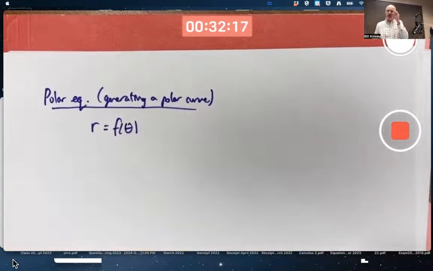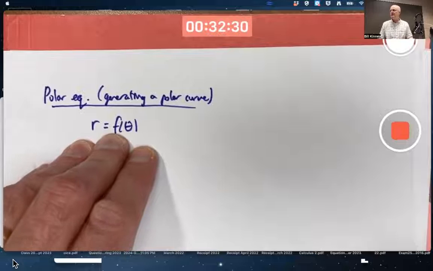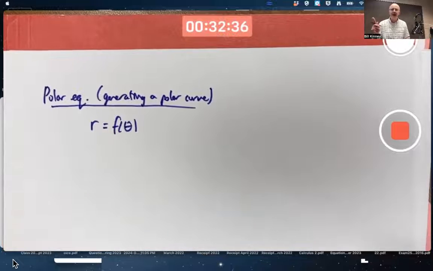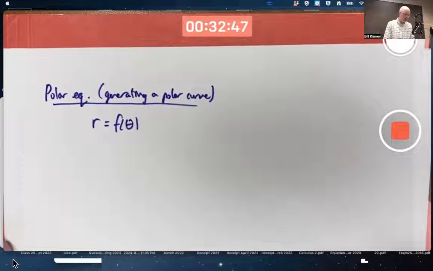By the way, if your polar equation is not solved for r as a function of theta, if you can, you would try to do that before you make your graph. These kinds of things are easiest to graph, to find slopes of, to find arc lengths of, and to find areas. Not under the graphs, but swept out by the graphs. The area one is the trickiest, for certain situations at least. There's your polar equation generating a polar curve.